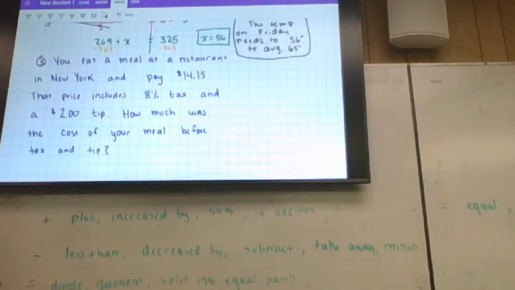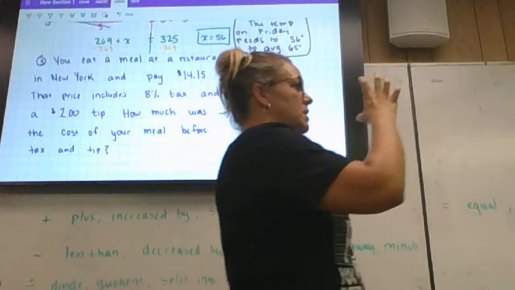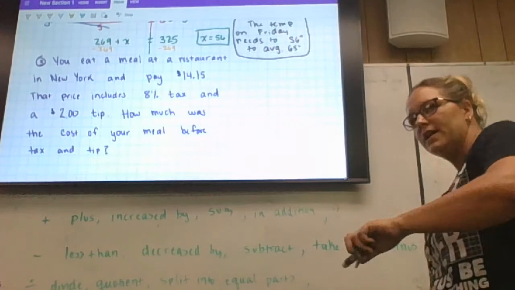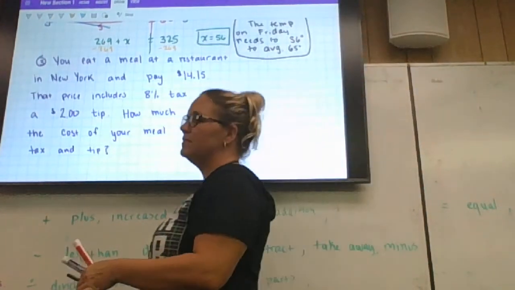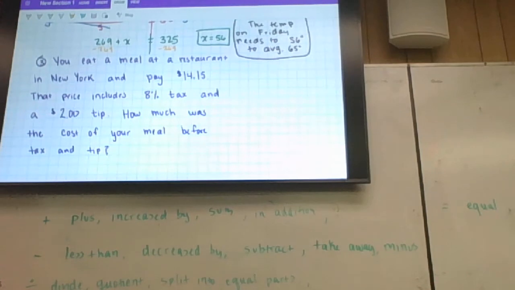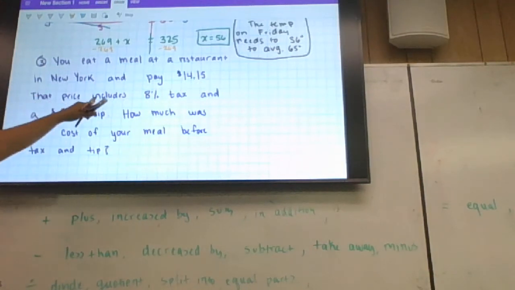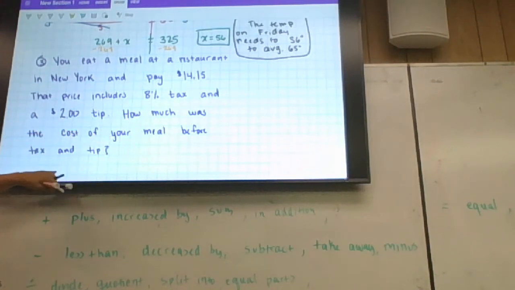All right, now after that problem, yesterday we did a problem comparing the price of a car in Indiana to a price of a car in Florida. We're going to try that again. This is a meal at a restaurant in New York. You sit down and you pay $14.15 total. That price includes 8% tax and a $2 tip. How much was the cost of the meal before the tax and tip? Look at your example yesterday with the cars. Try to set up the equation before I do.